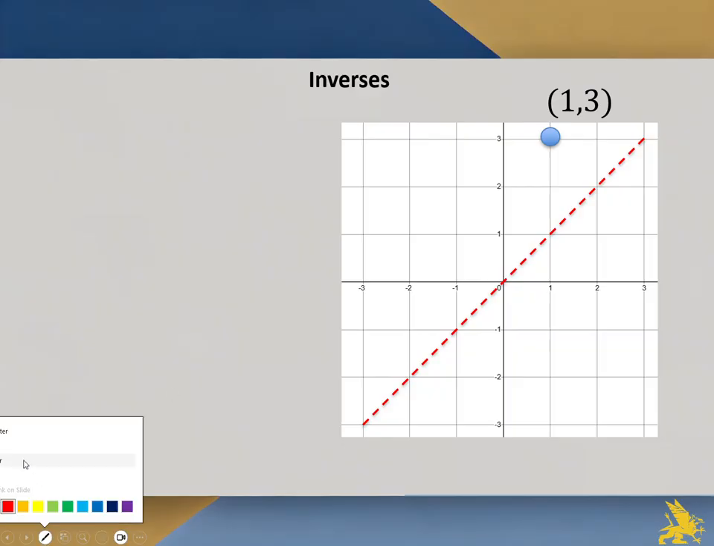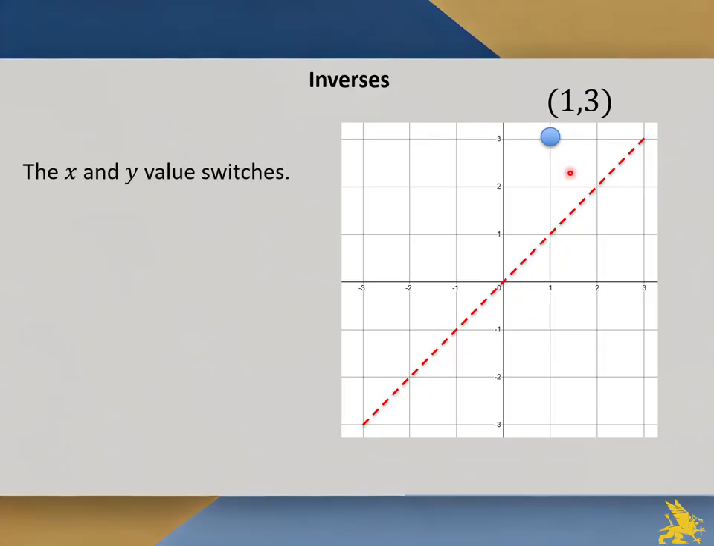The main thing I want to speak about with an inverse is we have an x and y line here, y equals x. With this line, it's like a mirror. So when we're talking about inverses, for this to reflect across this line, we are going to switch our x and y values around. So instead of saying 1, 3, I will have 3, 1. So that's what an inverse is.